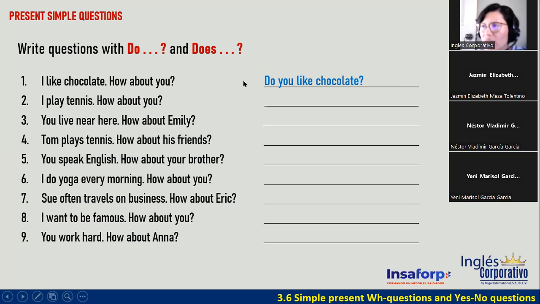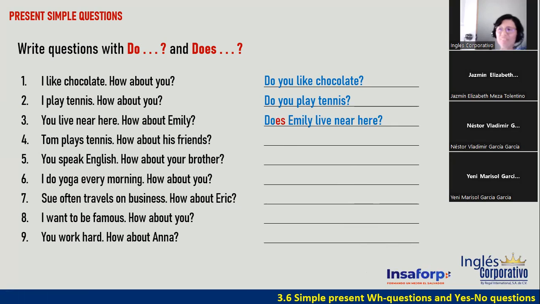I like chocolate. Do you like chocolate? ¿Verdad? Si decimos, I play tennis. How about you? ¿Cuál sería la pregunta? Do you play tennis? Muy bien, correcto. What about number three? You live near here. How about Emily? Do you live near here? Does, ¿verdad? Porque estamos hablando de ella. Does Emily live near here?